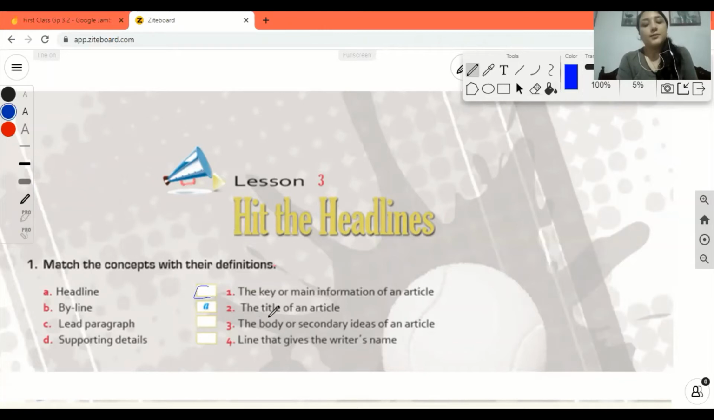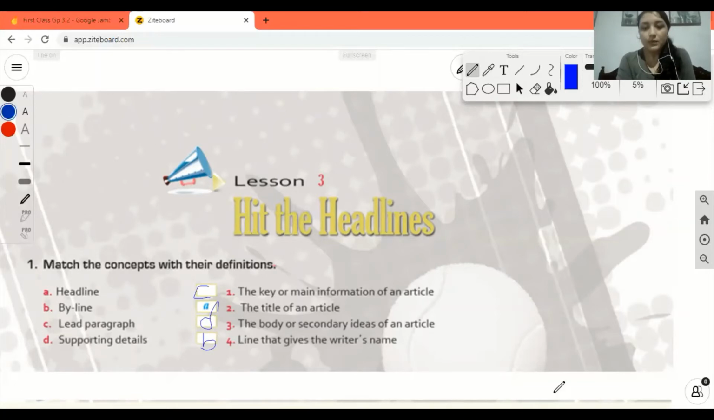The third one, the body or secondary ideas of an article. In this case, you remember, extra information, the supporting details, right? It's letter D. And we have the last one, that is the line that gives the writer's name. It's the byline, right? Very good.